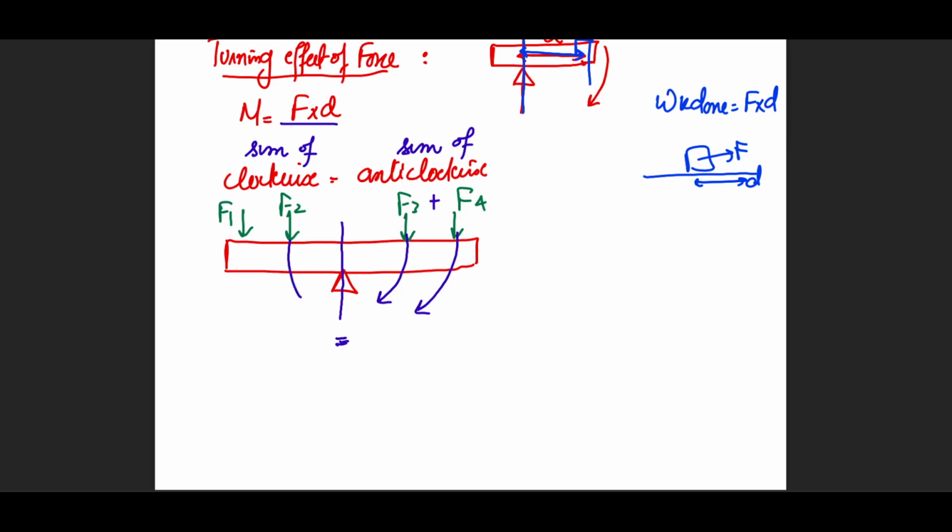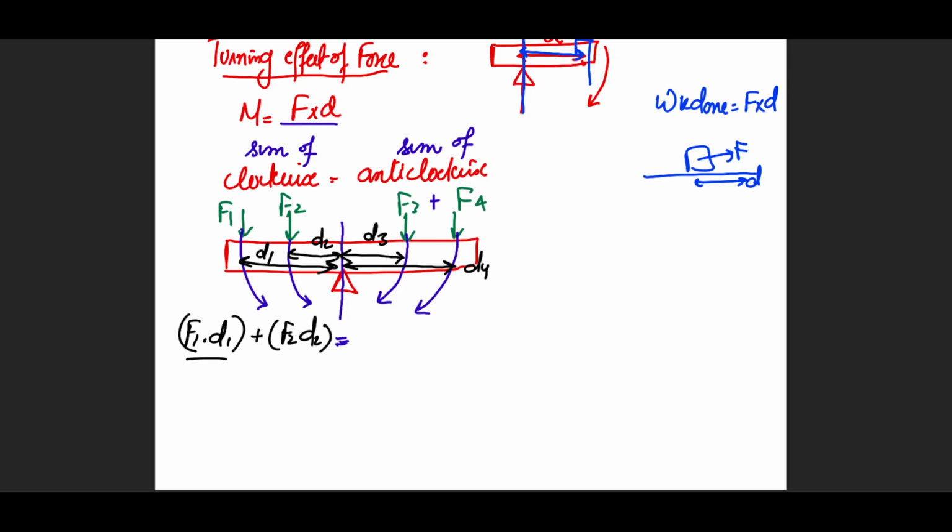Okay, so this side, they're trying to rotate anti-clockwise. So now we have to add moments and we have to take their distances. So distance of each force will be taken from the pivot. So this will be taken this way. So this is, let's say, D3, and let's say this is D4. This is, let's say, D2, and this is going to be, let's say, D1. So this will be F1 multiplied by D1, then plus F2 with D2.